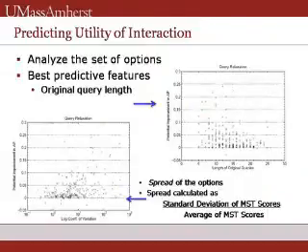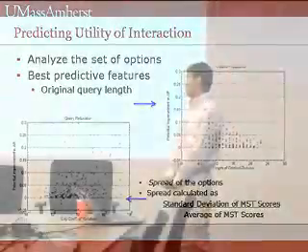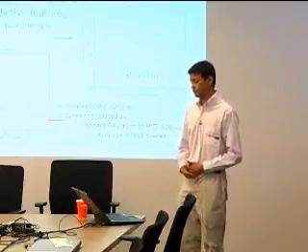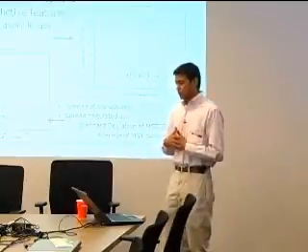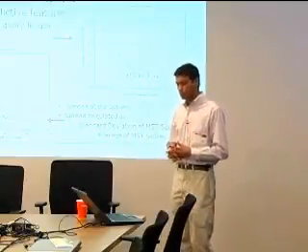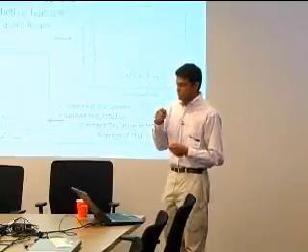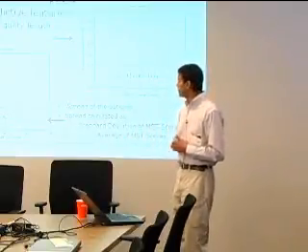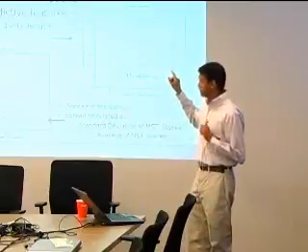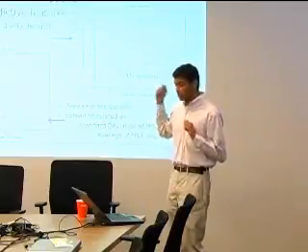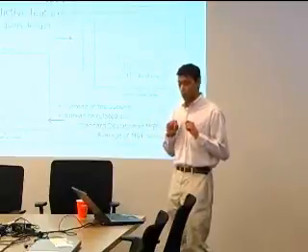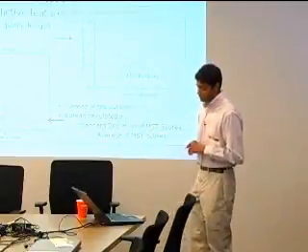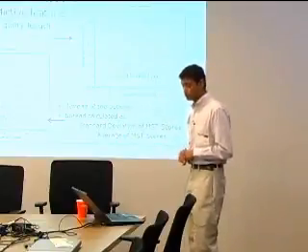And the technique that we came up with was to analyze the set of options that we are going to present to the user. We looked at a whole set of predictive features to see if they correlate with the potential improvement in NDCG that we can get. These graphs are not with respect to NDCG, they are with respect to average precision, but there is a correlation of 0.8 between average precision and NDCG. So you can expect that these results will carry over to NDCG too.